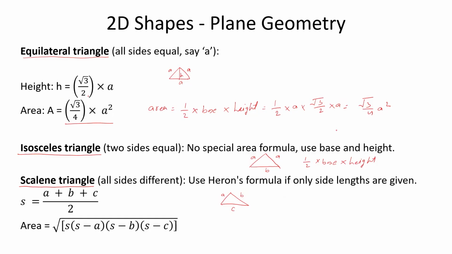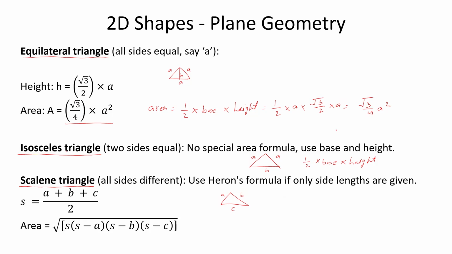And now you know that the area of a triangle is 1 by 2 into base into height. So base is the side, that is A, into height, which is root 3 by 2 into A. So the area formula when your triangle is equilateral is root 3 by 4 into A square.